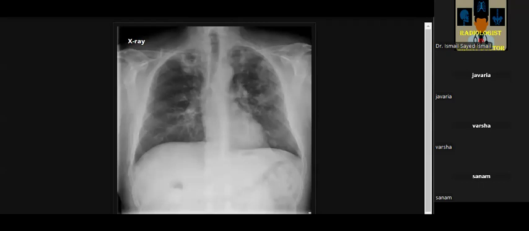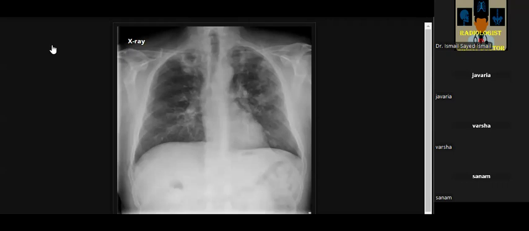The hilar lymph nodes are not enlarged. The CP angles are clear. I can also appreciate a small nodule in the left lung lower zone. The cardiac area does not show any abnormality. The bones are clear, and the trachea and airways are in midline. So, relatively reduced lung volume on the left side with opacification, reticulation, nodules, and bilateral smaller cavities.